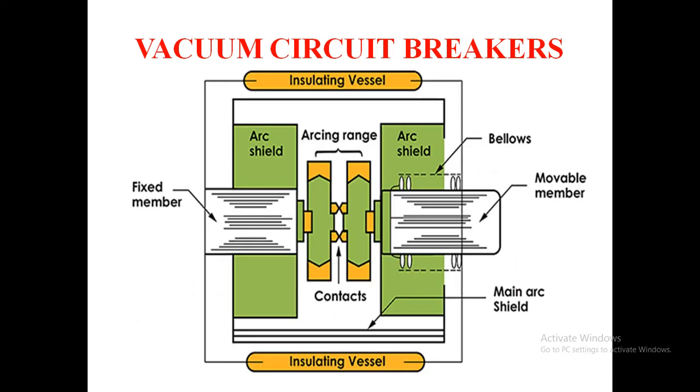This is the circuit diagram of a vacuum circuit breaker, which consists of an insulating vessel, fixed member and movable member, main arc shield, and arc running contacts. These are the parts present in a vacuum breaker. The vacuum switching device has a high rate of rise of dielectric strength, silent operation, and suitability for repeated operations.